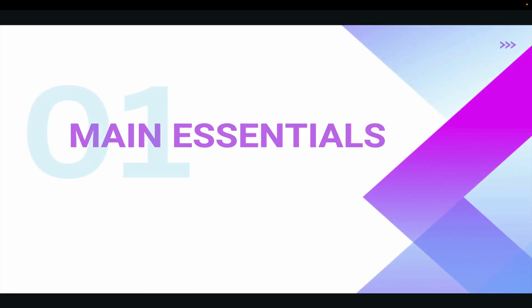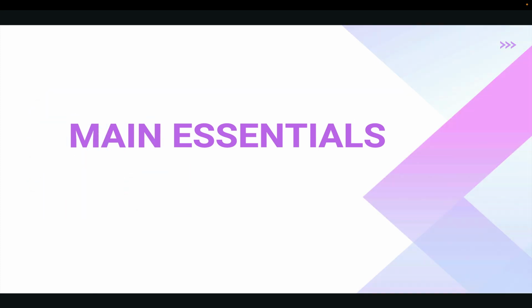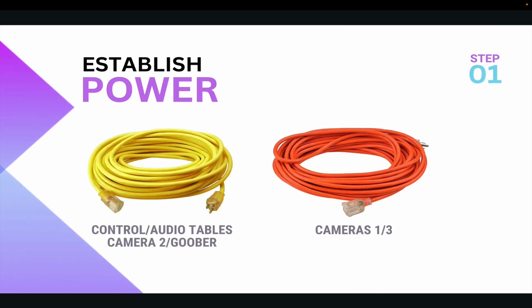The main essentials, again, are the things that we have to set up as soon as possible when we get to the field to set up for the live stream. The first thing, we can't go anywhere. We're sitting ducks if we don't have power. So the first thing that we have to do is establish power to the control and also power to the cameras. As soon as we get there, we need to have these extension cables ready to go.